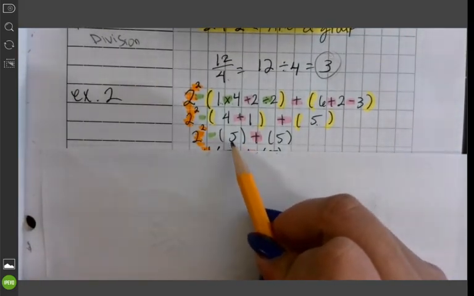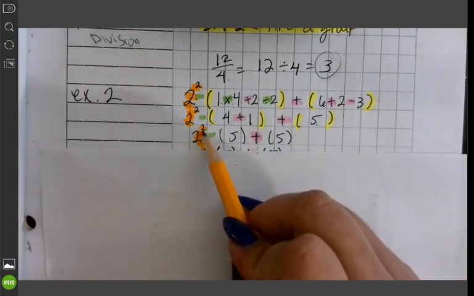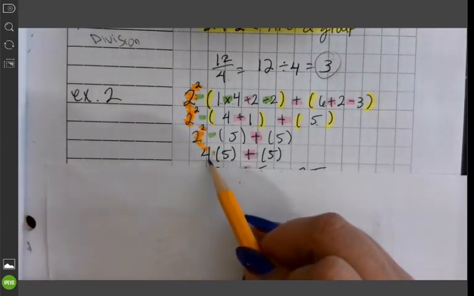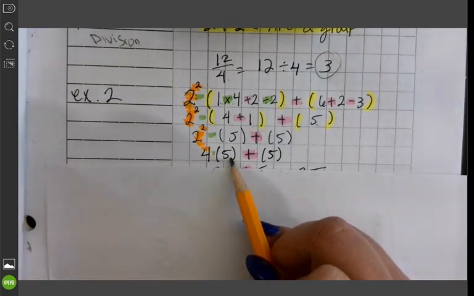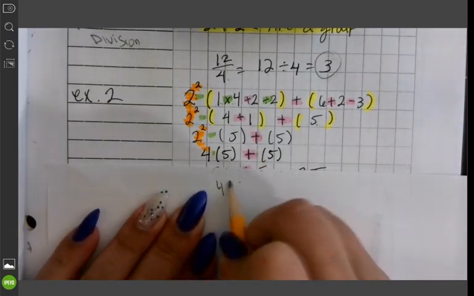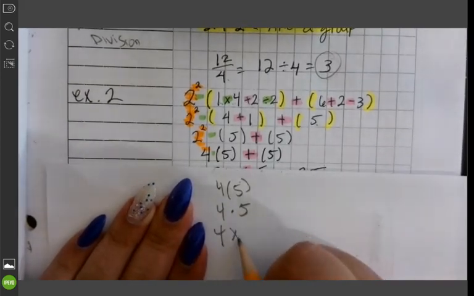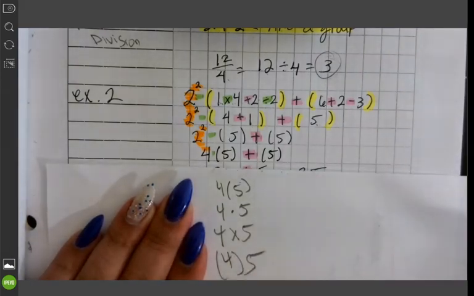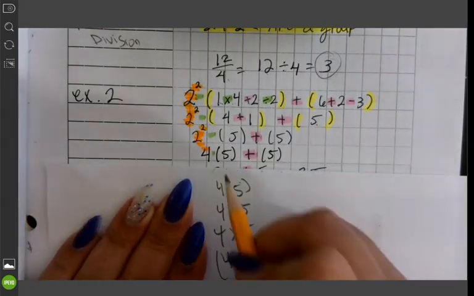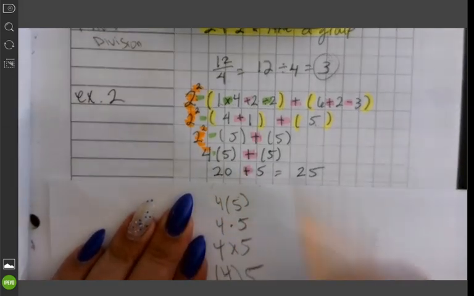Okay, so now all my groups are done. I've got a 5 here, I got a 5 here. I still have this 2 to the power of 2. E is for exponents. 2 to the power of 2, 2 times 2 is 4. When I have a number next to a parentheses, as a reminder, 4(5) is the same thing as 4 times 5. So this means 4 times 5, which is 20. 20 plus 5 equals 25.